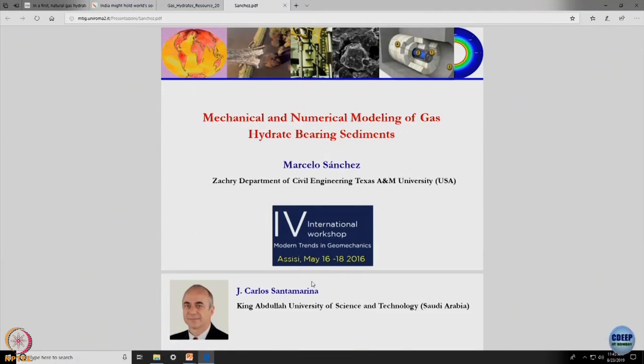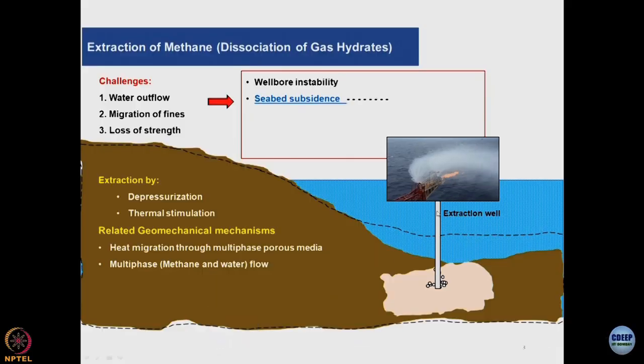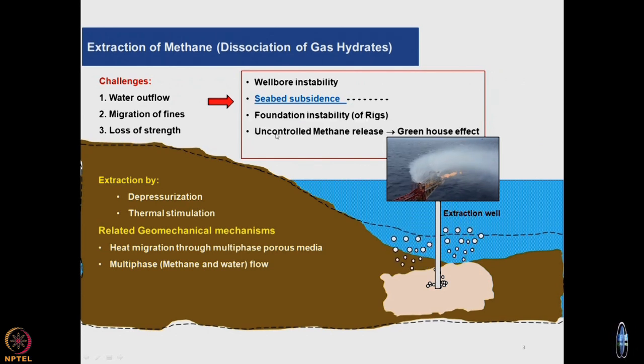Legit has published an interesting literature review paper on geomechanical aspects of gas hydrates very recently, about 3-4 months back. Okay, so moving on to the discussion. When water flows out of the sediments, migration of fines occurs, loss of strength occurs, wellbore instability takes place, seabed subsidence occurs. Foundation instability occurs, so the rigs which have been installed on the seabed are bound to collapse. And as I discussed, uncontrolled methane release is going to cause a greenhouse effect.